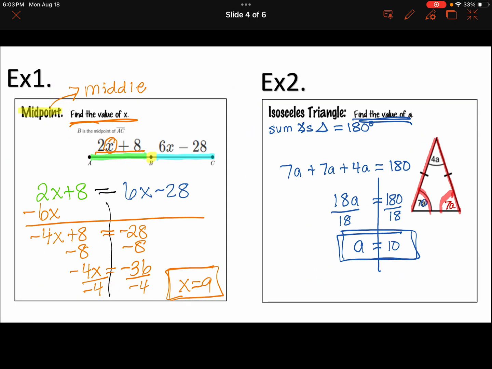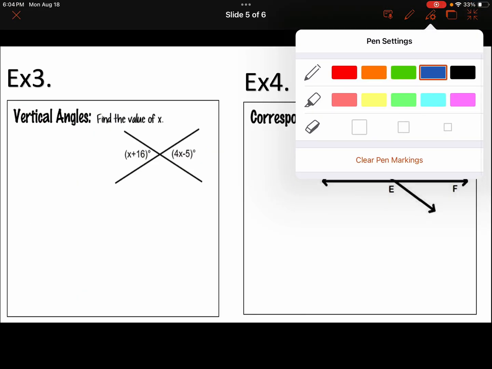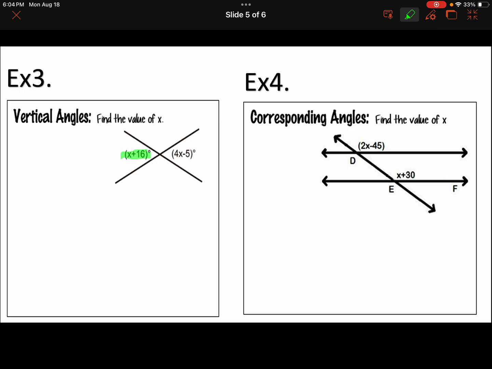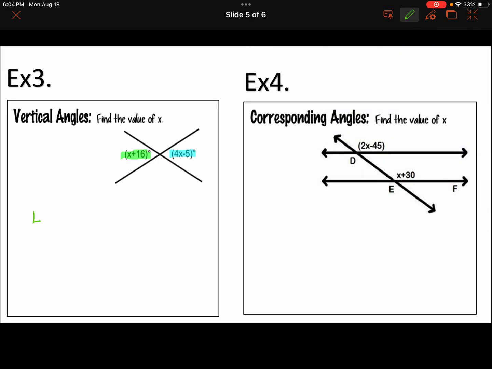All right, let's go and look at a couple more. So the next one, vertical angles. Okay, so vertical angles, we know from 7th grade math that vertical angles are congruent. So I'm just going to say that x plus 16 equals 4x minus 5. And then again, I'm just going to go ahead and solve for x.